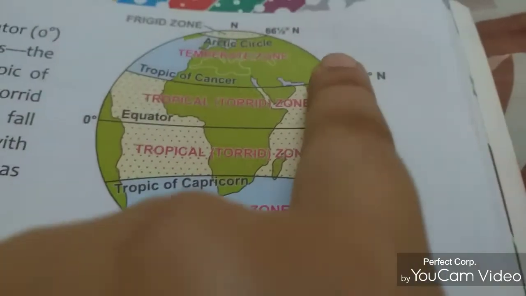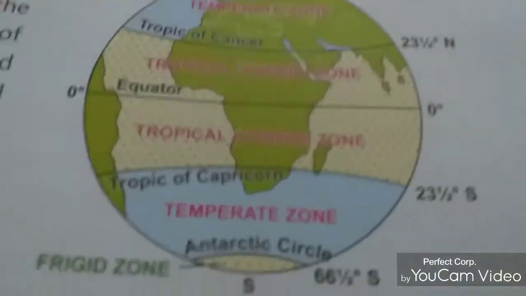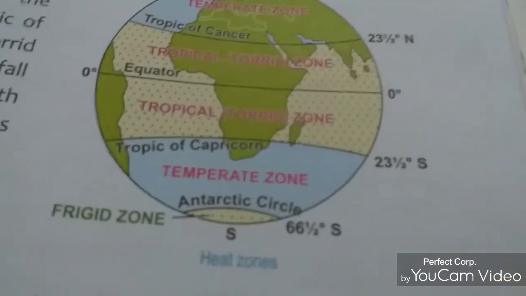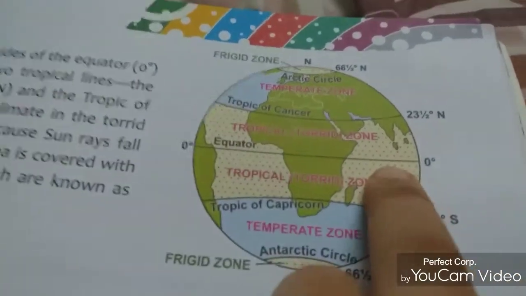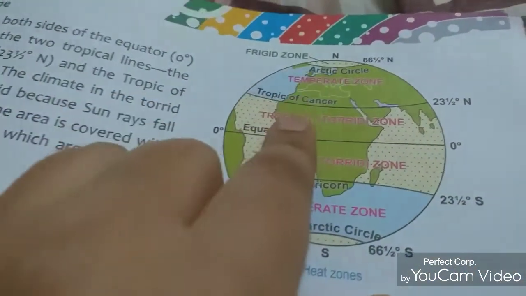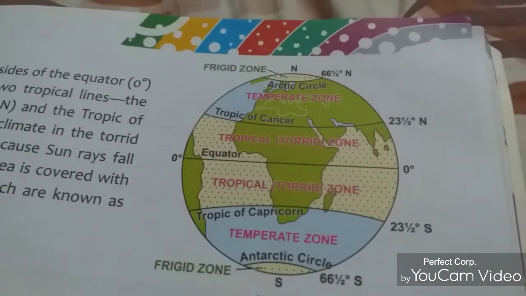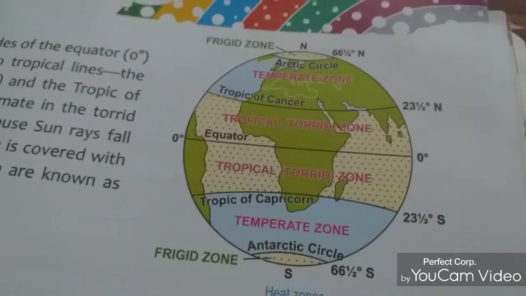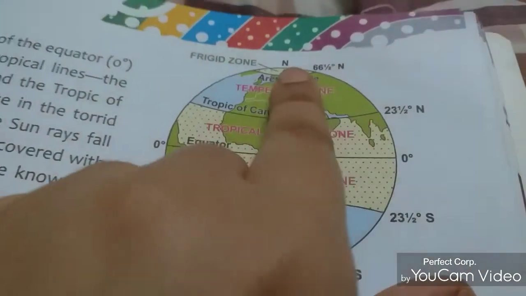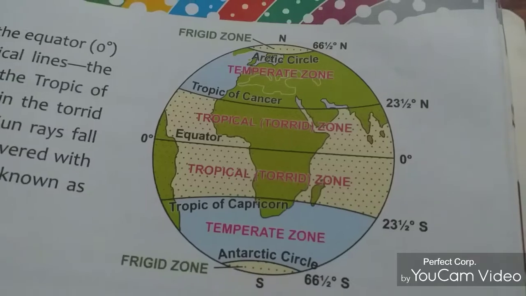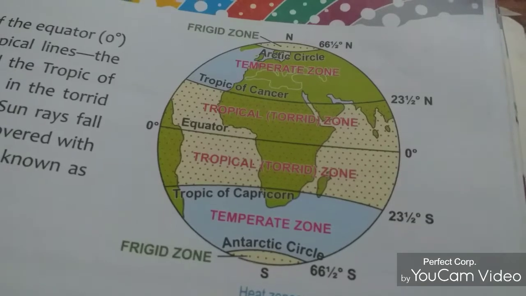See this one. So this is the tropical torrid zone, and this area is covered with thick dense forest, which is known as rainforest. Now the temperate zone. See, the temperate zone lies between the frigid zone and the torrid zone. So it is in the middle, in between, in both the hemispheres. It lies between 23.5 degree north and the Arctic Circle, 66.5 degree north. So this is the Arctic Circle, and 23.5 degree south and the Antarctic Circle, 66.5 degree south in the southern hemisphere.